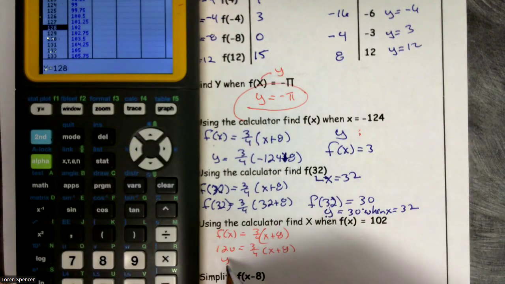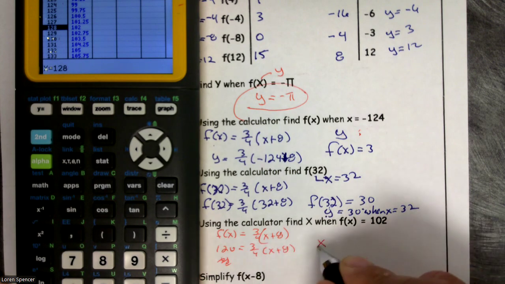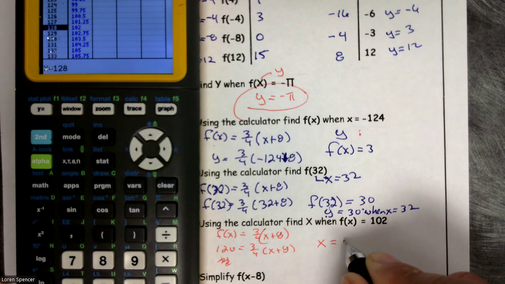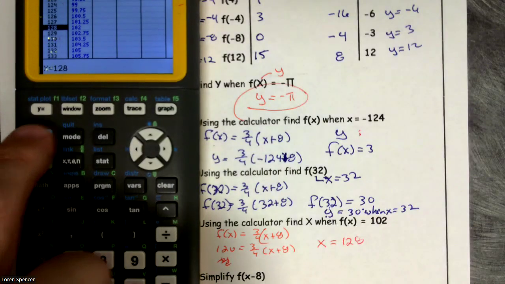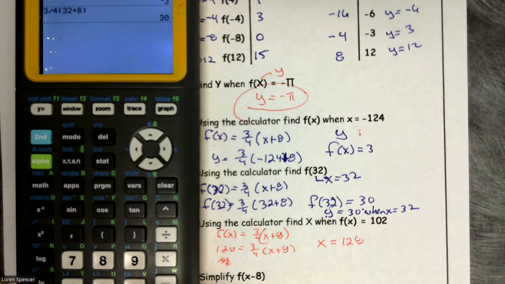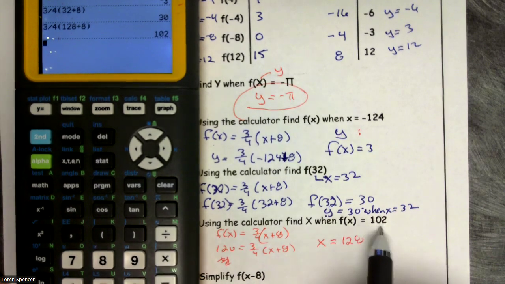So in this case, when we solve this, we end up getting x equals 128. And we can go back and check ourselves. Let's do that. We have 3 divided by 4, parentheses, 128 plus 8, close them, and we get the 102.